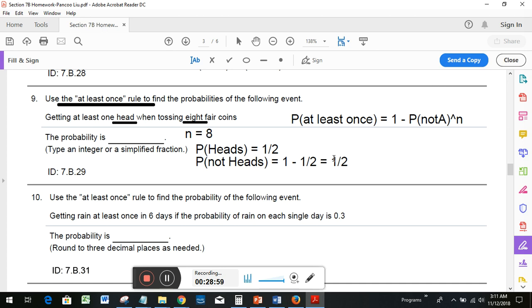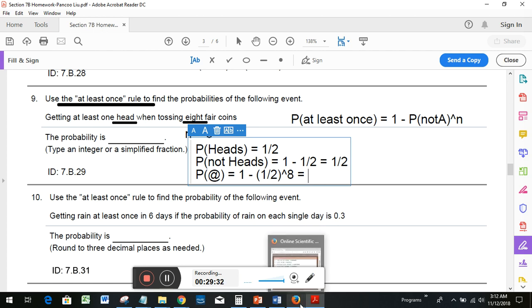We can take this and plug it into the at least once rule. Now to shorten out the at least once, I'll just type in P at rather than type out the whole wording of at least once. So P at is equal to 1 minus half to the 8th power. Now in this case, they say type a simplified fraction. So they want a fraction rather than a decimal.